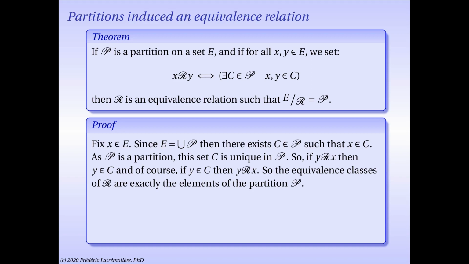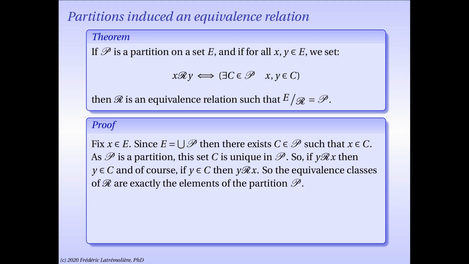And moreover, because P is a partition, this set is unique. There is no choice in what C that could possibly be. There can only be one. There is one, but there is only one. And the reason there is only one is because if X was common to two elements of my partition, those two elements would have, in fact, to be the same by definition of a partition. So we have this unique C containing X among all the elements of P.